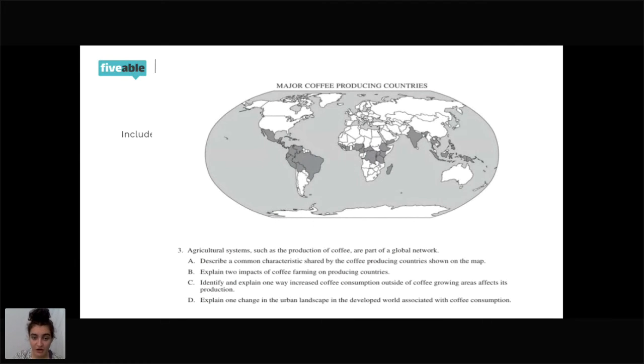Describe a common characteristic shared by coffee-producing countries shown on the map. So something they have in common. We're talking about agriculture, and look at the countries, how developed or undeveloped they are. What do we know about the production of coffee? For Africa, for example, how is it produced? Do we have machinery, or not? The question's very generic. I'm just telling you, choose one of those countries and talk about how coffee is produced there. Oh, no, never mind, I read it wrong. Common characteristic shared by coffee-producing countries. So these characteristics are going to be shared because they're producing coffee.